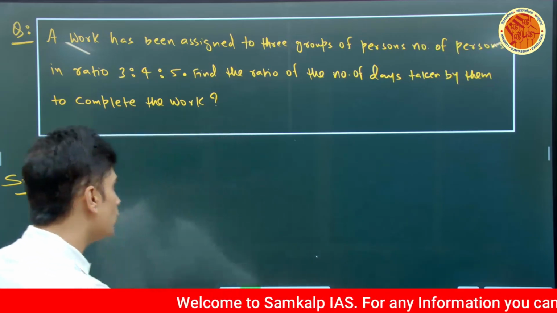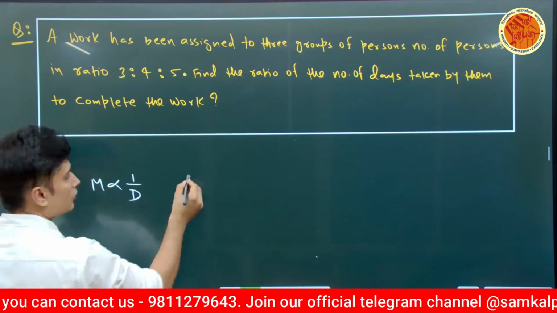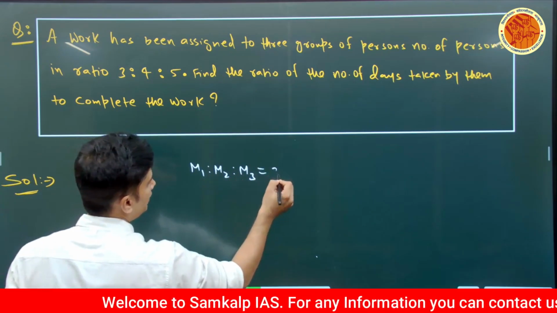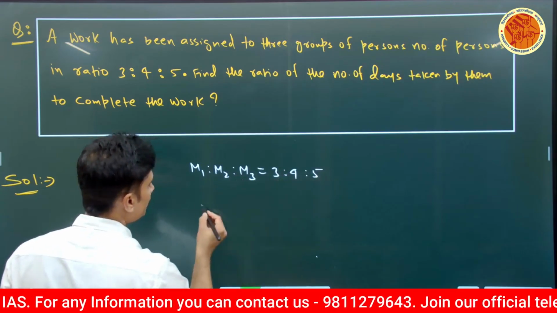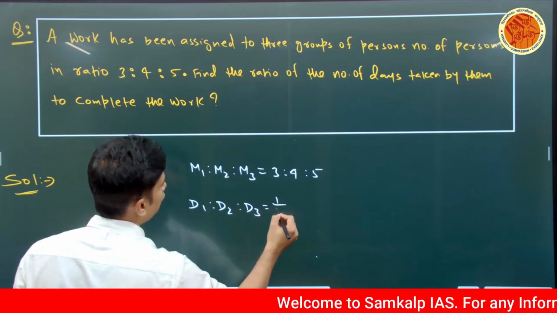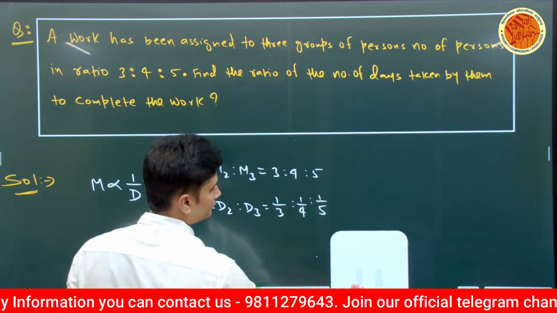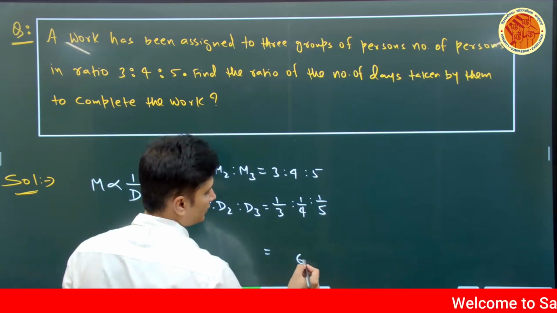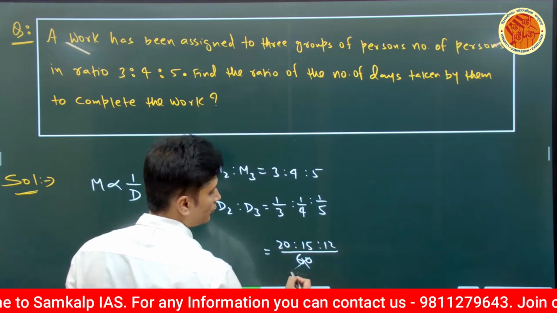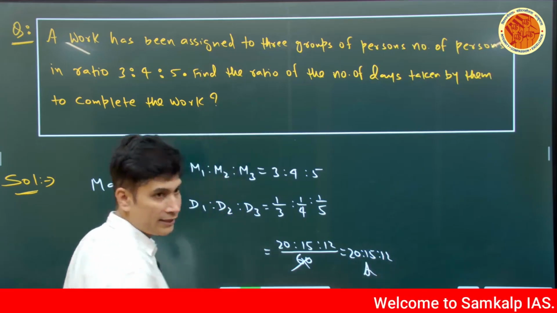So we can see that the relationship is inverse, and if the relationship is inverse, we can directly write that M is inversely proportional to the number of days. So if in the first group, second group and third group, the number of persons are in ratio 3:4:5, then the number of days taken by these groups will be 1/3, 1/4, 1/5. Then LCM is 60, here it is 20, 15, 12. Now remove 60, so your answer is 20, 15 and 12. This is the correct answer.